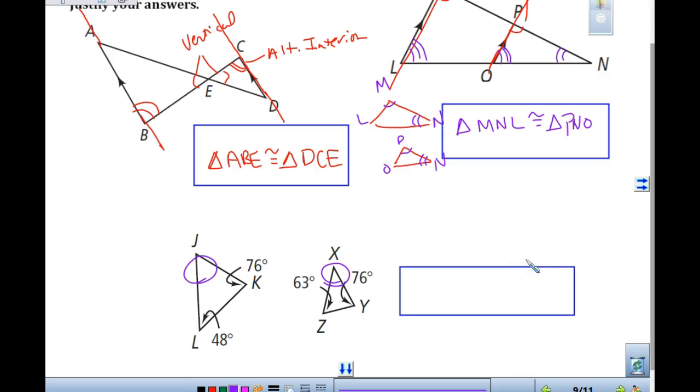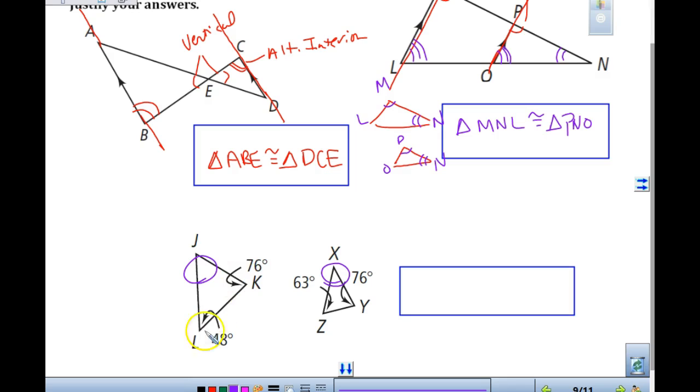Find the missing angle on each triangle. And if you find it on one, you might not even need to find it on the other one, right, if it's not the same. So you have 76, 48. You either have to get 63, right? Or it's not going to be similar. What do we get? Avery, did you get it?